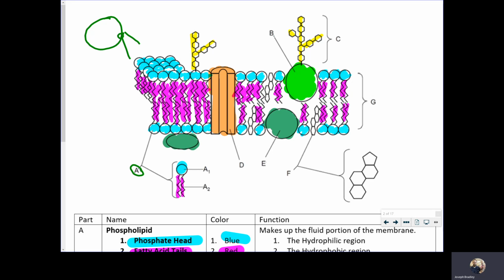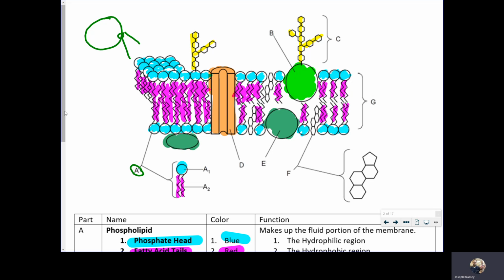And a phospholipid makes up what's called the fluid portion of the membrane. If you've seen a soap bubble, you see how it looks kind of liquidy on the surface. You can kind of see the fluid moving around in it. The soap bubble molecule is very similar in composition to a phospholipid.